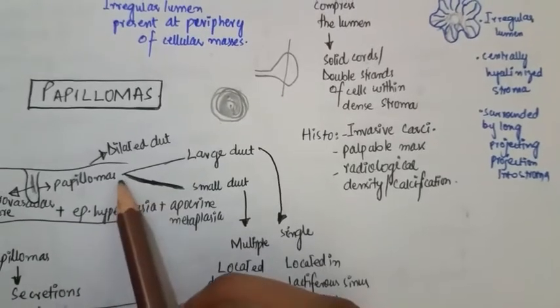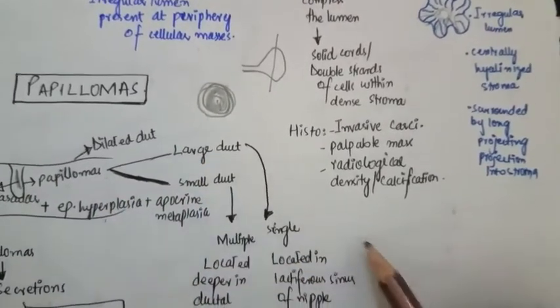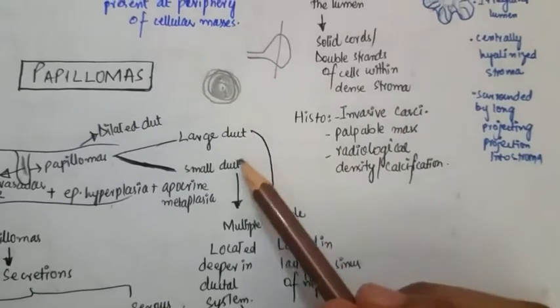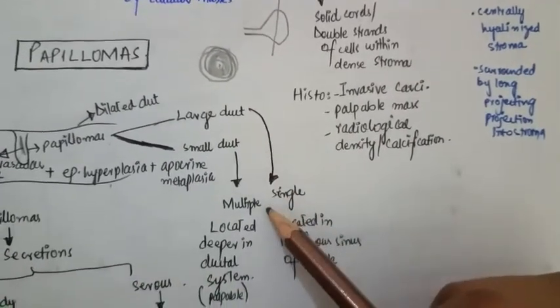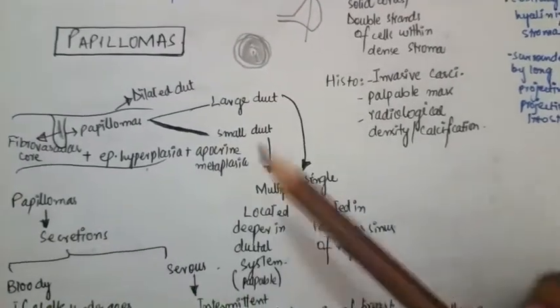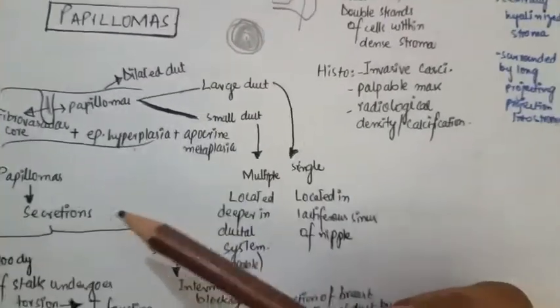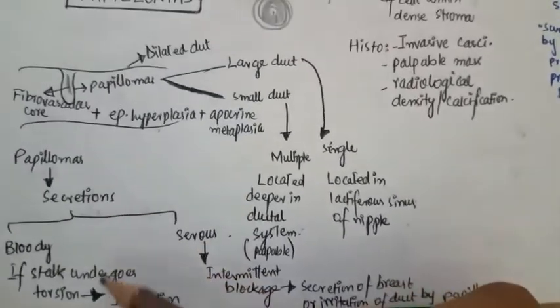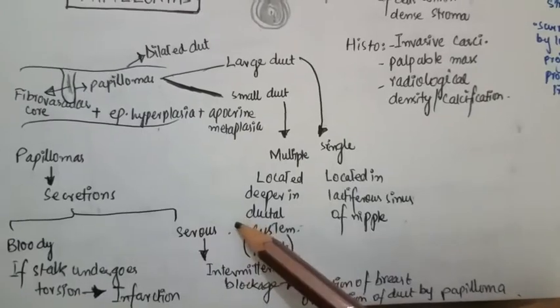If the papilloma is present in the large duct, it will be single and located in the lactiferous sinus of the nipple. If it's present in the small duct, it may be multiple and located deeper in the ductal system. The papilloma will give two types of secretion, the bloody secretion and the serous secretion.